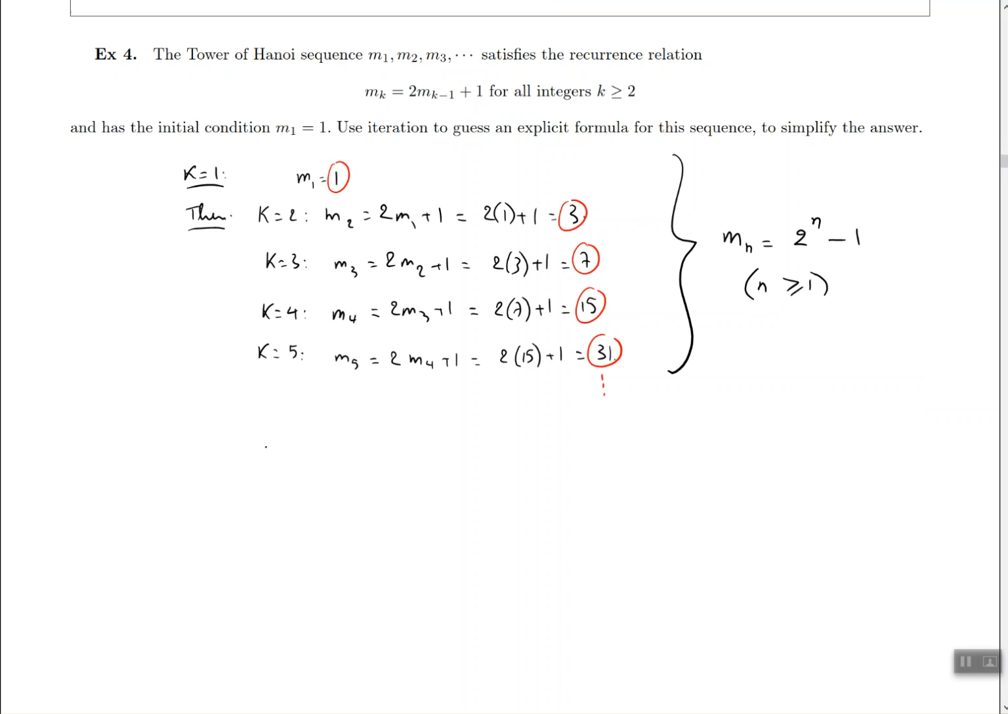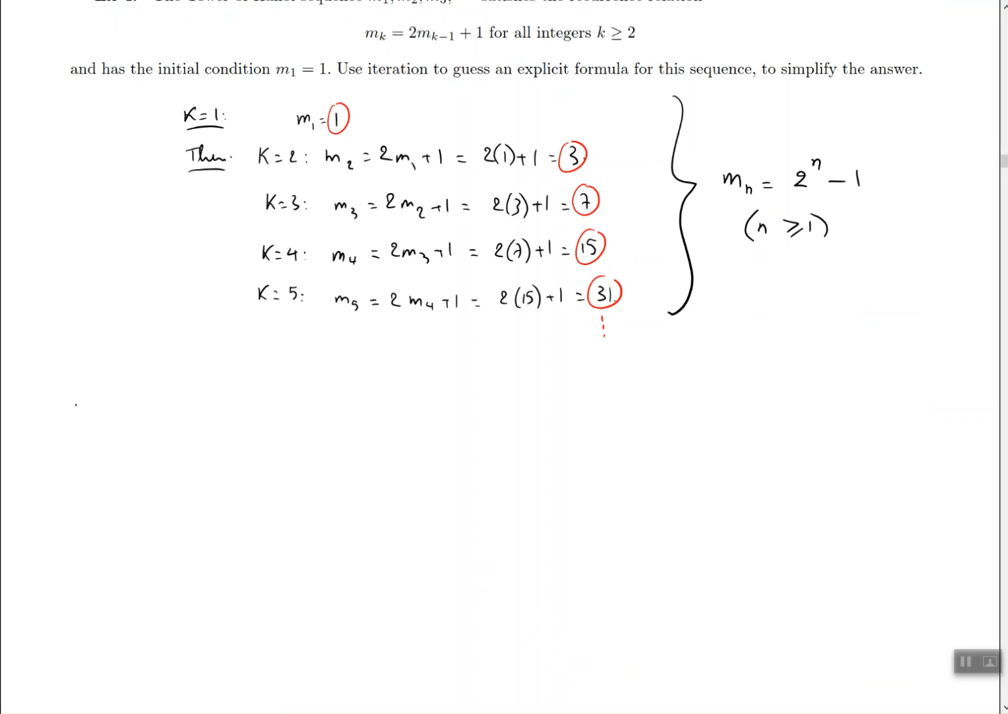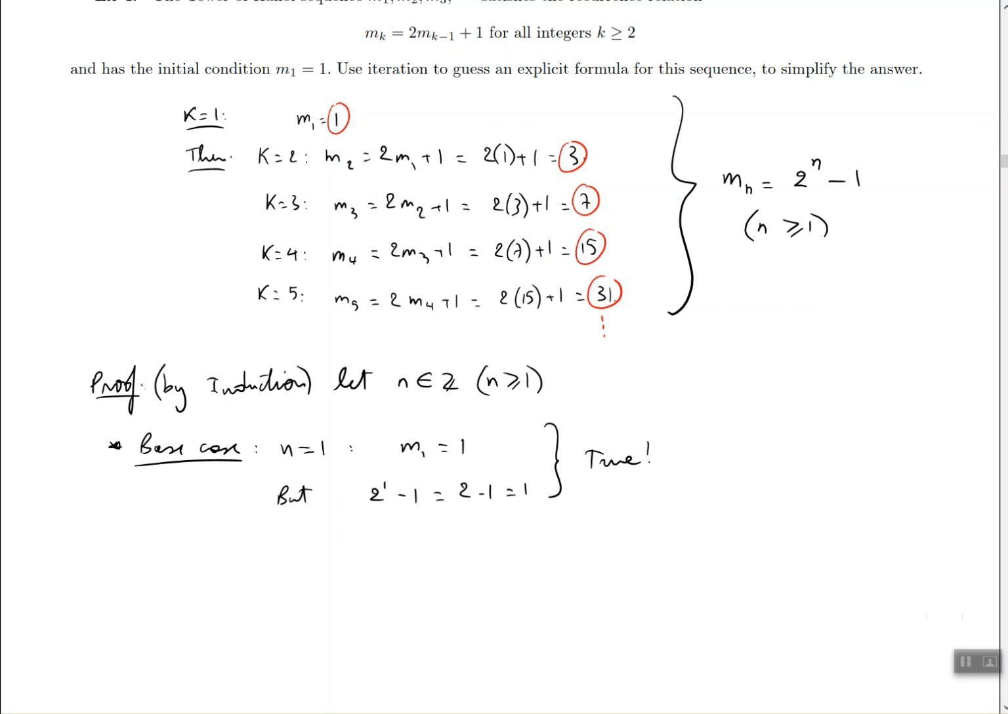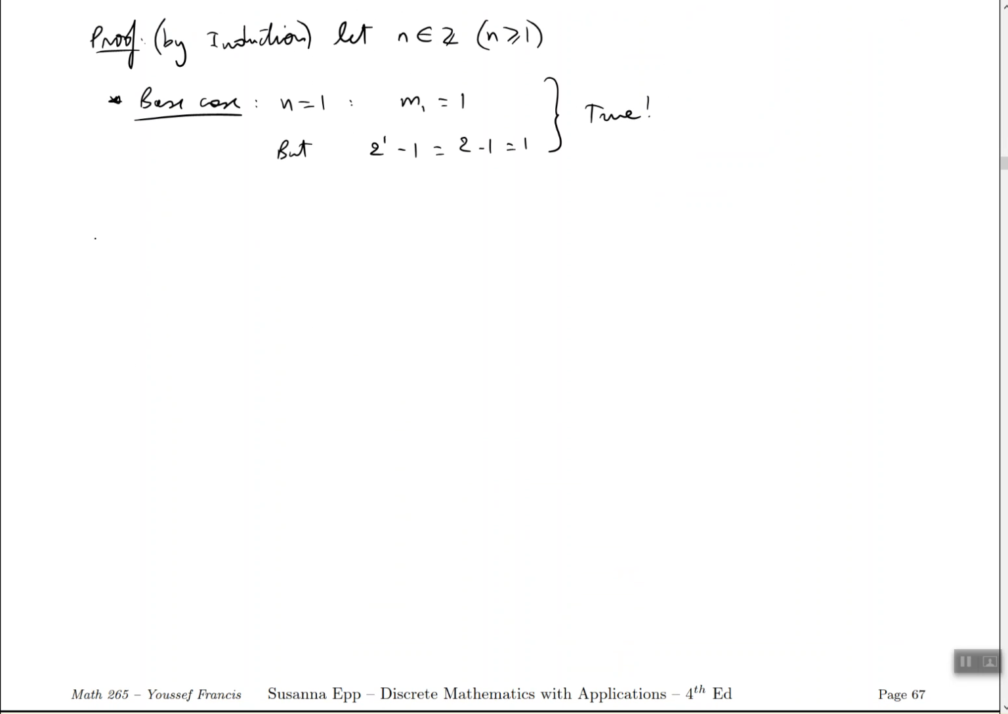And now I have to actually try to prove this, and I'm going to do that proof by induction. So here we go. On one hand we have m1 is equal to 1, and on the other hand we can use the 2^n minus 1 formula to generate the 1, and that seems to be working. So that's the base case, and now we're about to start with the inductive hypothesis.